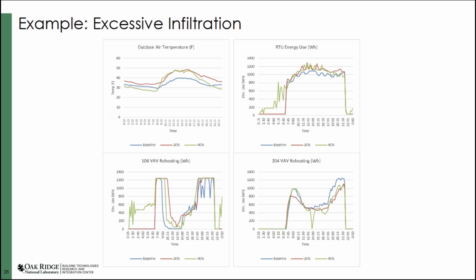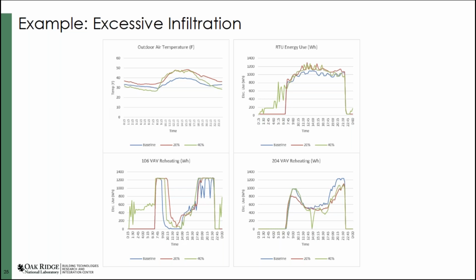upper right corner, shows the RTU, which is the rooftop unit, energy use for the 3 scenarios. As you can see, in general, both the excessive infiltration cases show higher RTU energy use during the occupied period, not necessarily because of the fault, but mainly due to the higher outside air temperature for both fault test cases compared to the baseline test. This RTU energy use is basically cooling energy use. So when we have a higher temperature, like in the 20% and 40% infiltration test cases, we can have higher cooling energy use during the occupied hours.